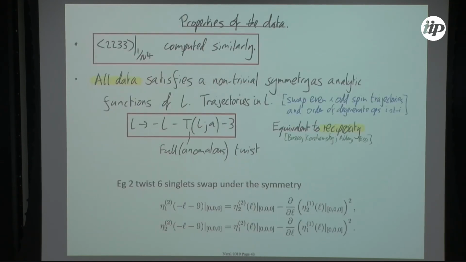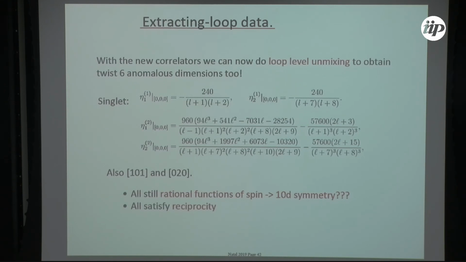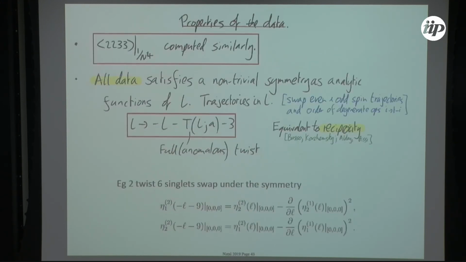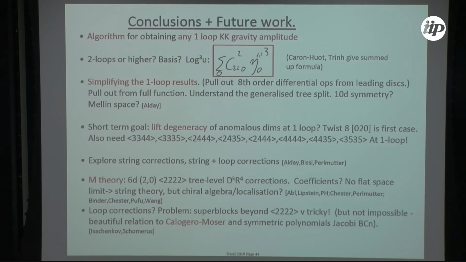And sorry, let me just say one thing. They're rational functions still, which maybe is not surprising. I mean, we would have been surprised if they hadn't been rational. But Simon Caron-Huot, of course, reinterprets that to mean there's some 10-dimensional symmetry. So we don't understand how the 10-dimensional symmetry goes down to 1 over n to the 4th, but there's at least hints that it's there in some way. Okay, so I will conclude. There's a long list of conclusions there, but okay.